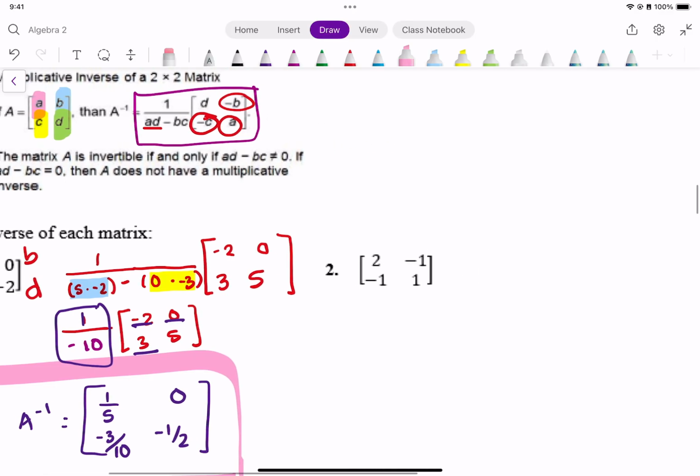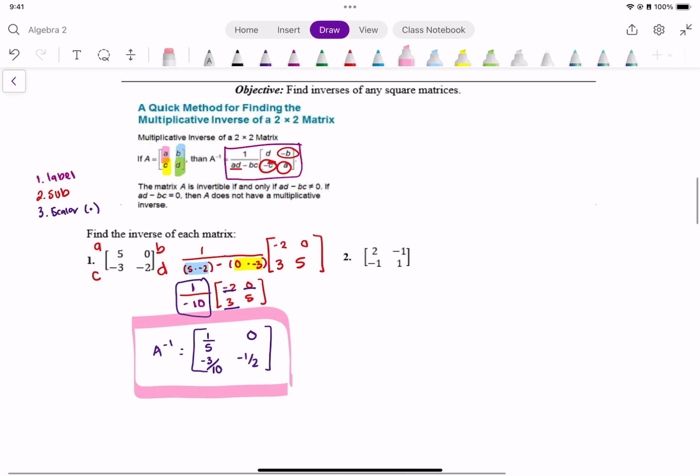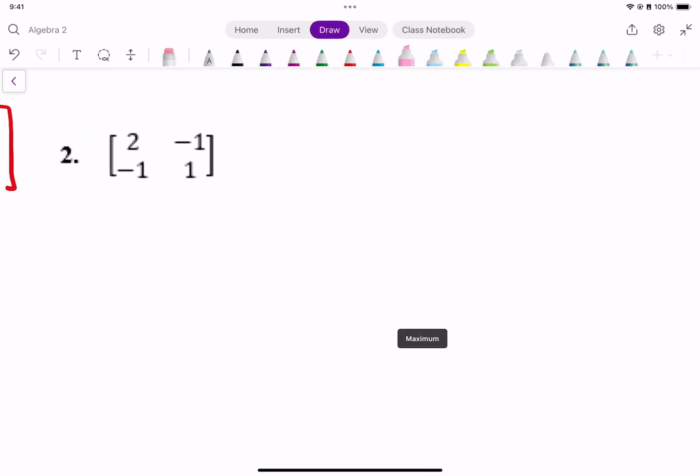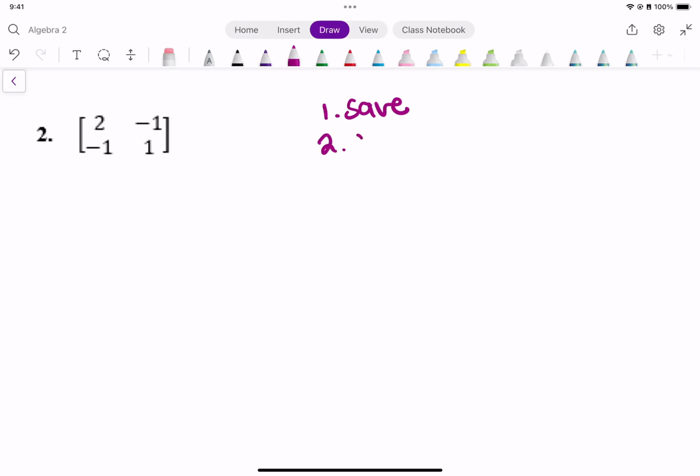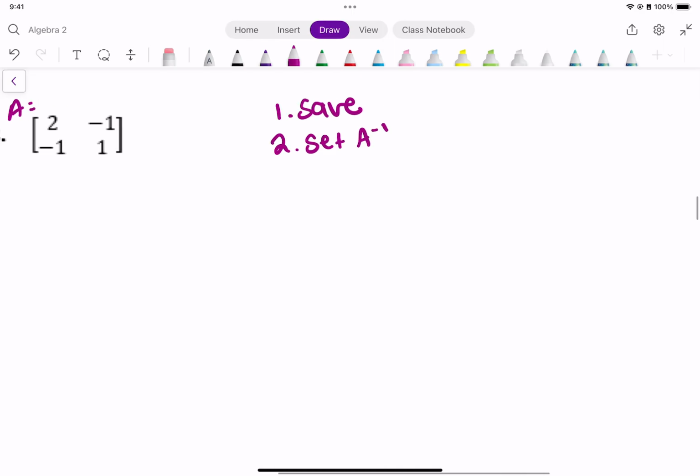Okay, let's go ahead and try how this will look on the calculator. How this would look on the calculator is much easier because it requires pretty much 2 steps. One is to save the matrix, and two is to set it as an inverse of it. So let's go ahead and save this under matrix A.